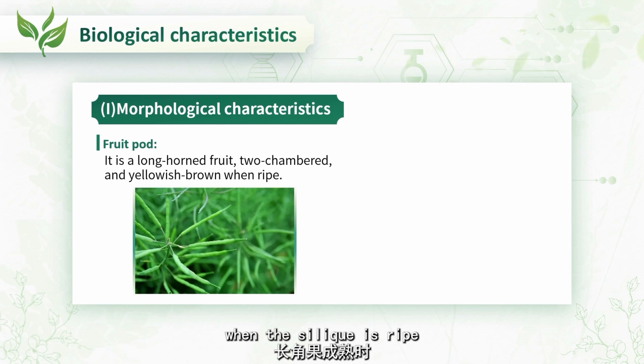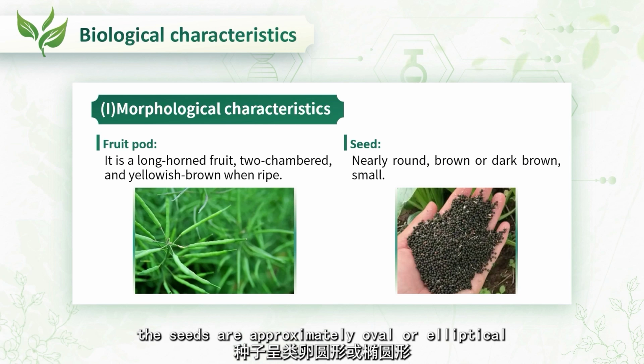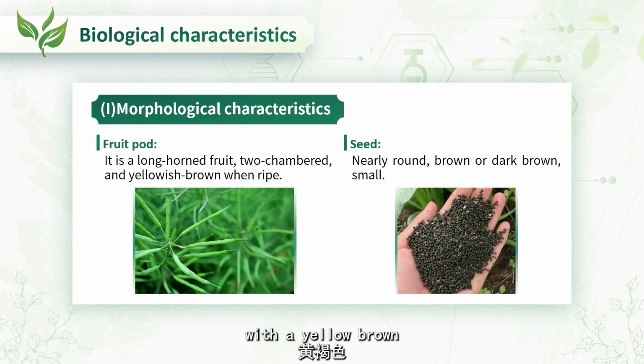When the silique is ripe, it does not split. The seeds are attached inside the silique. The seeds are approximately oval or elliptical, with a yellow-brown, red-brown, or gray-brown surface. There is a hilum at one end and a longitudinal groove on one side.